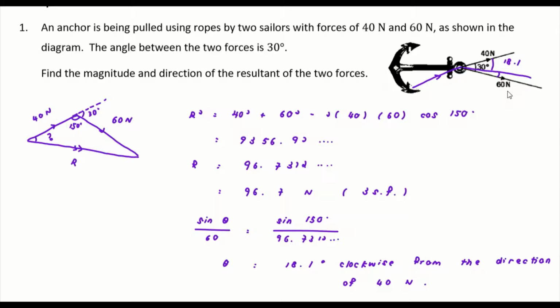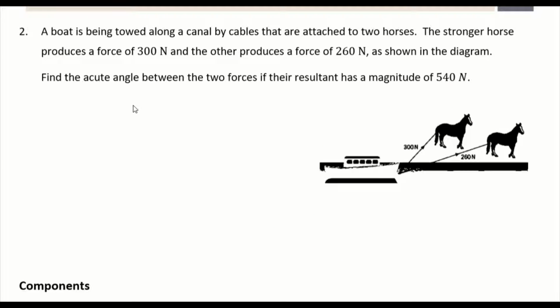Okay, so now example 2. Alright, number 2. This is a diagram of a boat that is being pulled by these horses. There's a stronger horse that gives 300 Newton force. Then the other one produces a force of 260.